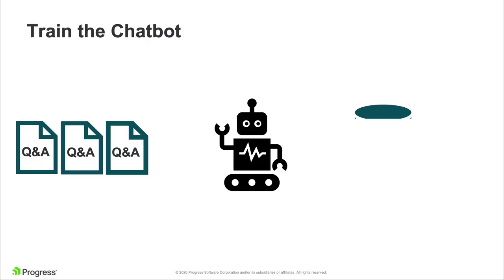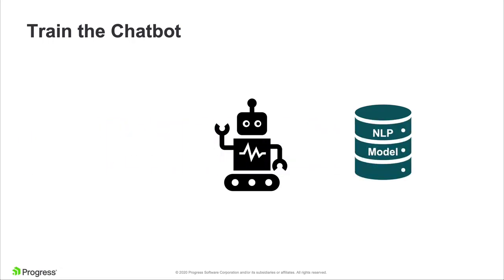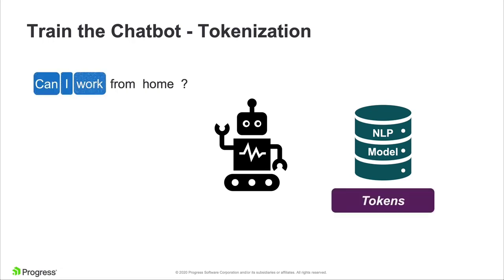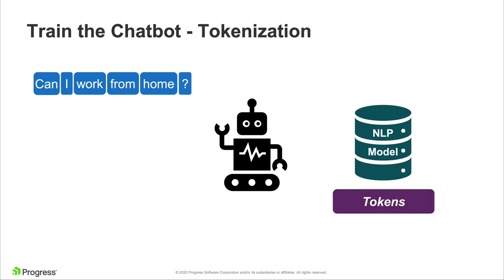So let me explain how this works. In the first step, we are training our chatbot with a various set of expressions. We're feeding the chatbot with various expressions, and that constructs an NLP model. While we're feeding the chatbot with various expressions that it should understand, it also has to go through a specific process. For example, if there's an expression like, can I work from home? The chatbot will split each of the words into individual tokens, just like this, and that goes into our NLP model.